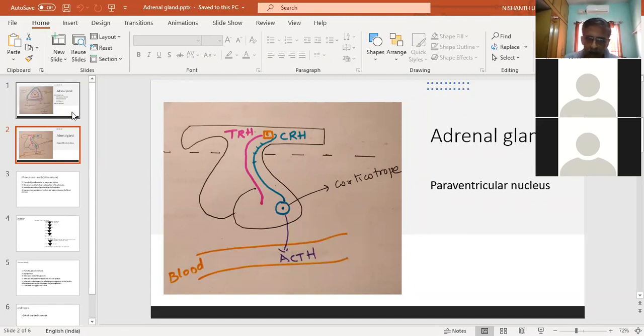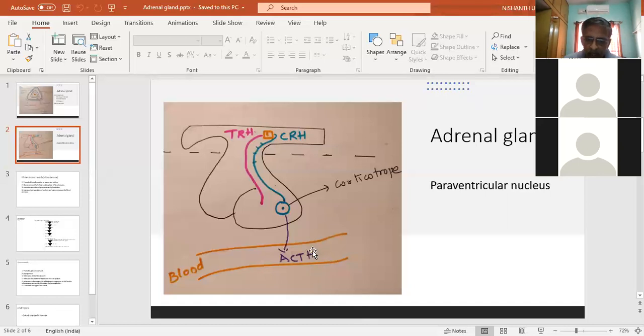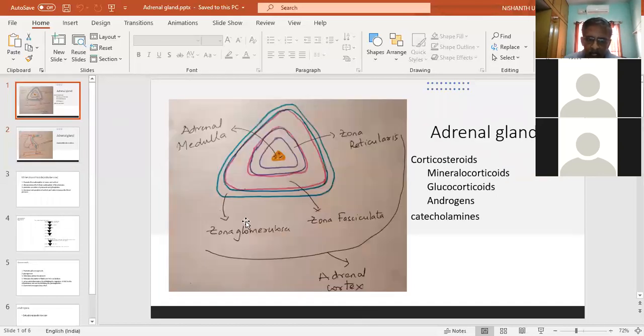Now you come back to the first slide. This ACTH, which is released into the blood circulation, will come and bind to this adrenal cortex. So the adrenal cortex is composed of how many layers? Outer layer zona glomerulosa, middle layer zona fasciculata, and inner layer zona reticularis.